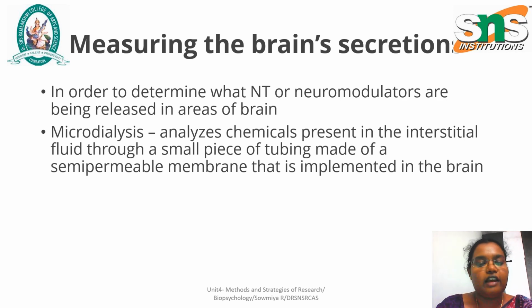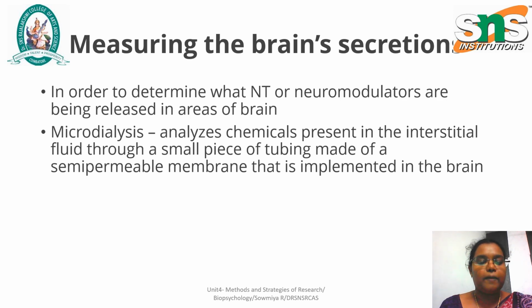Radioimmunoassay, RIA. This technique involves using radioactive isotopes to label the neurotransmitters or their antibodies. By measuring the binding of labeled neurotransmitters or antibodies to their targets, researchers can quantify their levels in biological samples. Enzyme linked immunosorbent assay, ELISA. This technique is similar to RIA but uses enzymes instead of radioactive isotopes to label neurotransmitters or their antibodies.